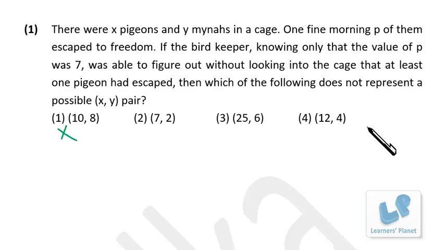All of them are correct. So this does not represent a possible XY pair. That means this is not a possible XY pair. I hope that's clear to you.